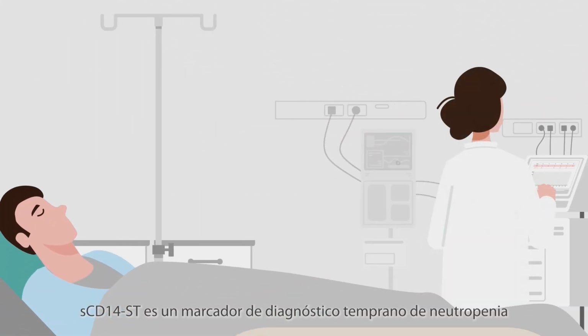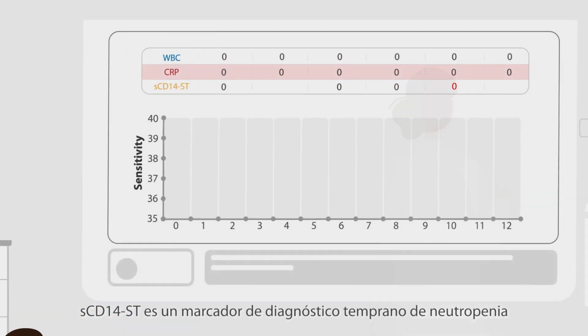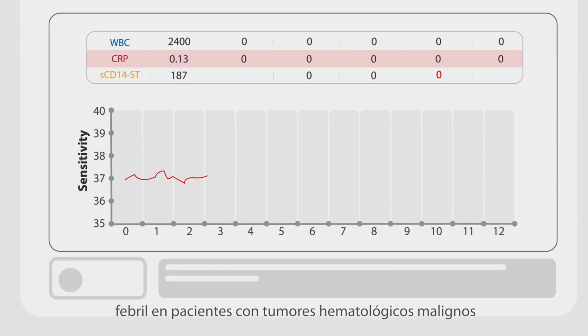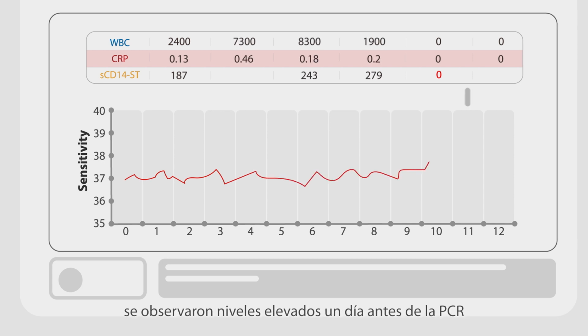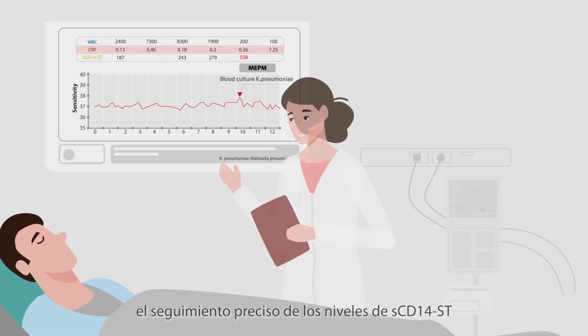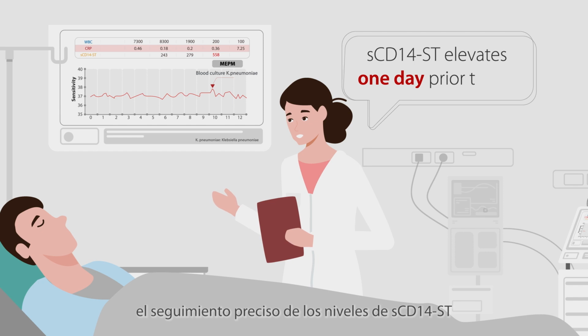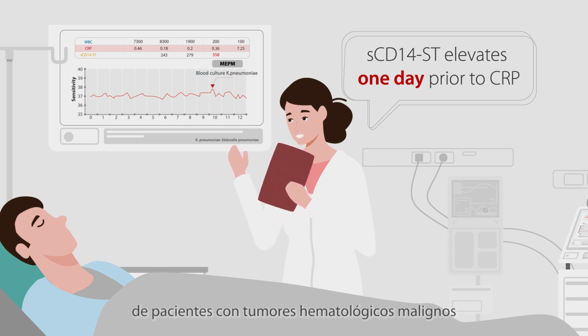Moreover, sCD14ST is an early diagnostic marker of febrile neutropenia in patients with hematologic malignancy. According to a relevant case study, elevated levels of it were observed 1 day prior to CRP. Further, close monitoring of sCD14ST levels can prevent infection-associated deaths of patients with hematologic malignancy.